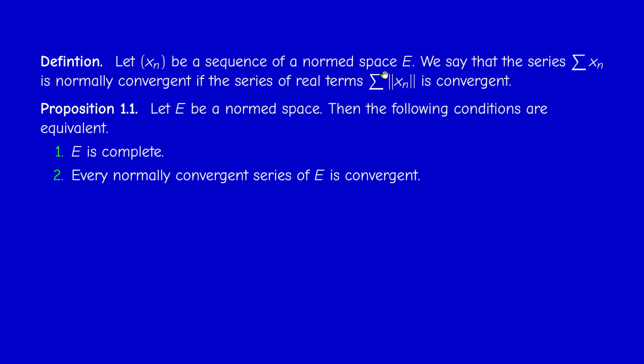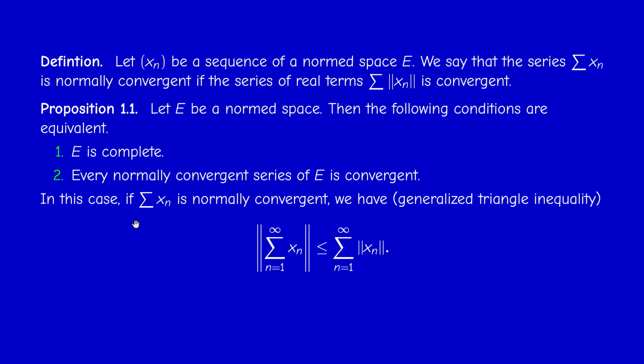If we take E equal to R or R^n, then this is true. And normal convergence in R is called just absolute convergence. So you know that in R, absolutely convergent series are convergent. The reason is that R is complete. And in this case, if E is complete and we have a normally convergent series, then the norm of the sum of the series is less than or equal to the sum of the series of norms. So this is a kind of triangle inequality, but we allow adding infinitely many terms, under the assumption of convergence, of course.